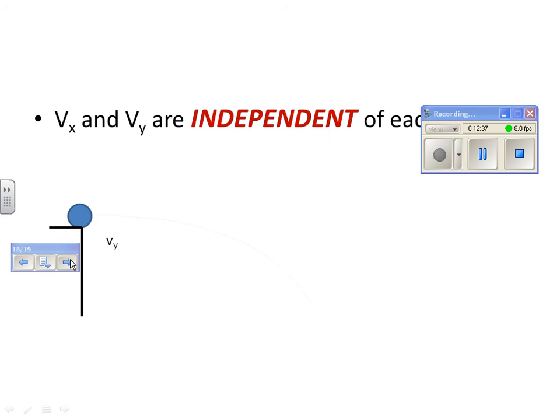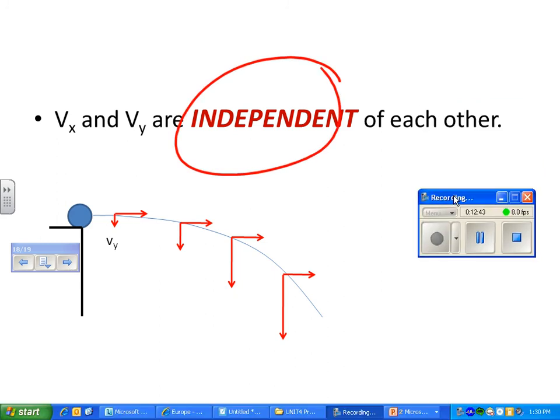The main thing I want you to understand is v sub x and v sub y are independent of each other. They are independent of each other. How many times should I say it? We'll go with that. That's enough times for today.